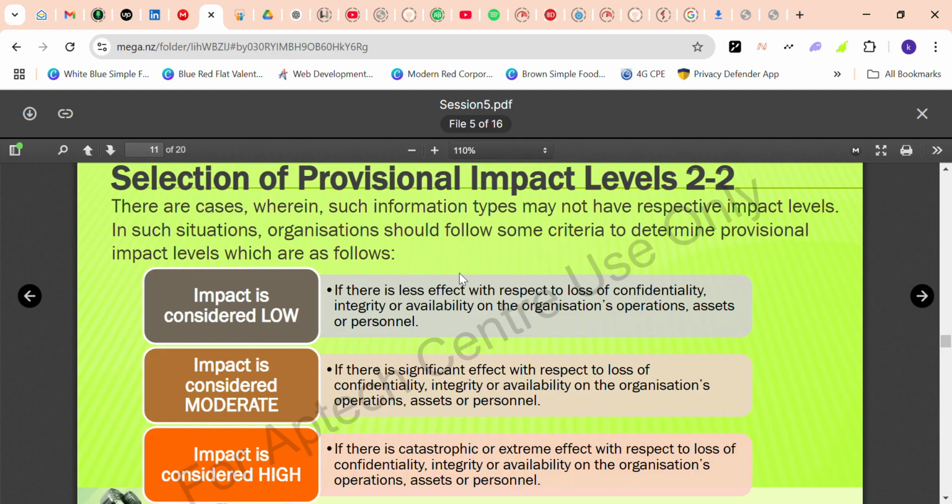And the impact is considered moderate, which is when you are talking of damages. Now, do you remember when I'm talking of impact? If an organization's data is breached, what is the impact it will cause? This is what we are discussing here.